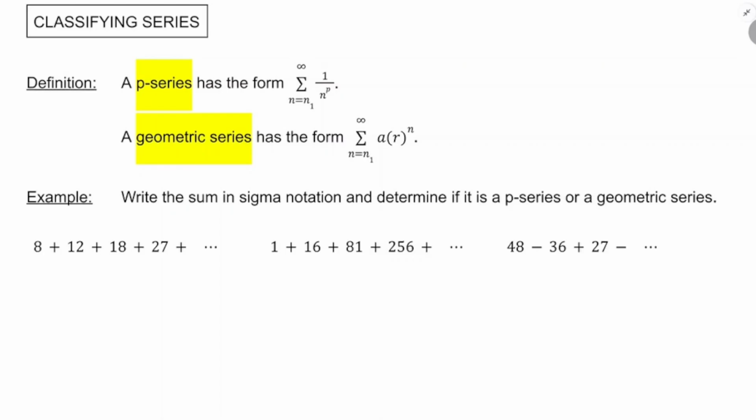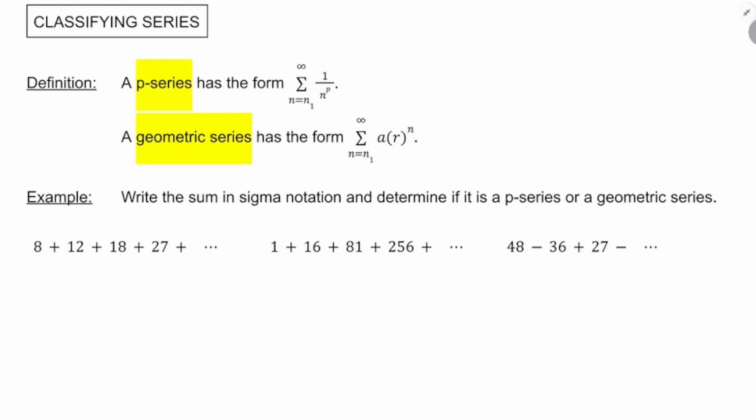I just figured today would be a good day to build a couple of skills before we even start in on the series. A p-series is where n is a power in the denominator. That's really it. n is taken to a power in the denominator, like 1 over n squared, 1 over the cube root of n, 1 over n. These are all p-series.